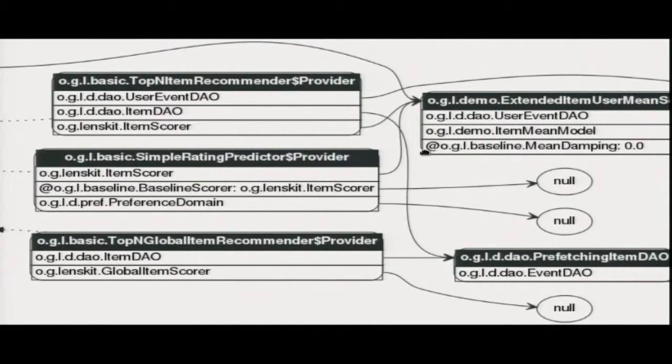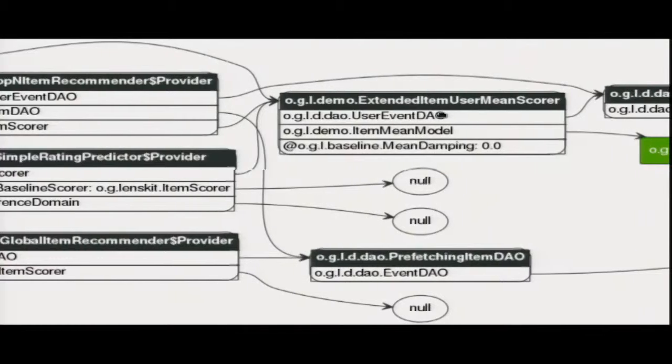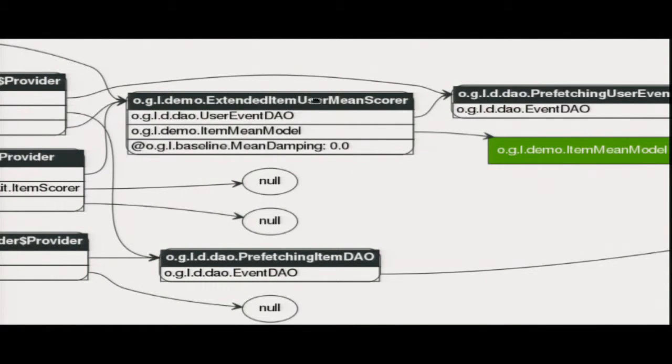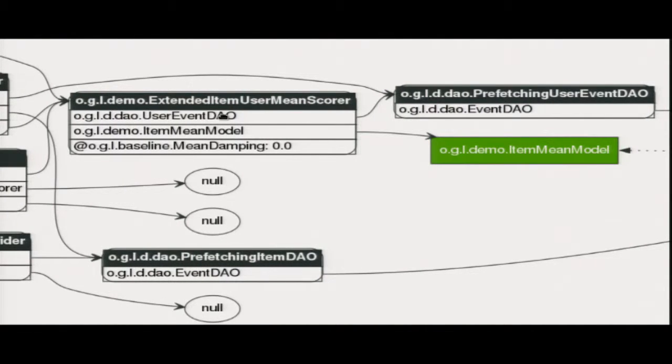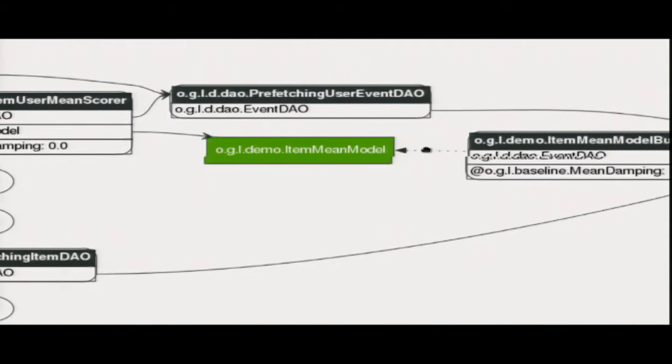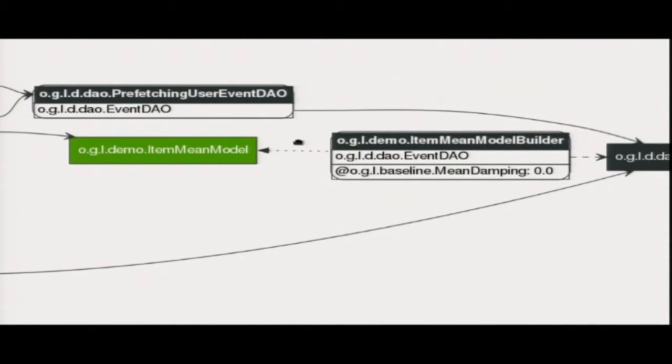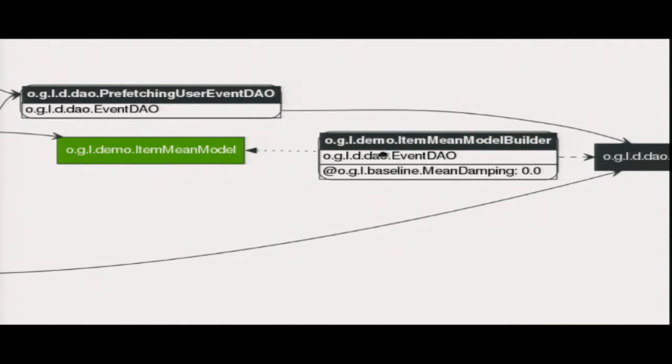And the interesting thing, several of those and the root itself depend on the item scorer, which is provided by our extended item user mean item scorer. This is the custom algorithm that we have in here. And it depends on a user event DAO. So it has these fields. These show basically its dependencies. And then they have lines going to the thing that satisfies them. So the user event DAO is provided by the prefetching one. The item mean model is provided by the item mean model, and the mean damping parameter is just 0. The item mean model is provided by the item mean model builder.